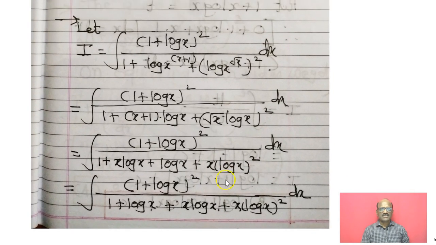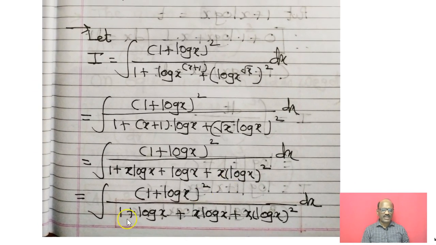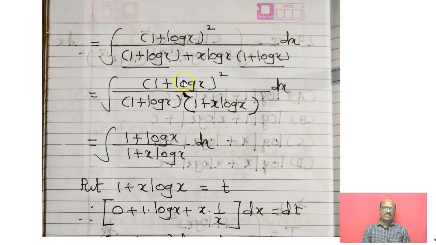Now see this again, we can split it up into two brackets in this manner. Now here the integral is (1 plus log of x) whole square upon 1 plus log of x plus x log of x in bracket 1 plus log x. Now take 1 plus log x as common, that is 1 plus log x in the next bracket 1 plus x log x. The 1 plus log x and 1 plus log x get cancelled, so the integral is 1 plus log x upon 1 plus x log x dx.